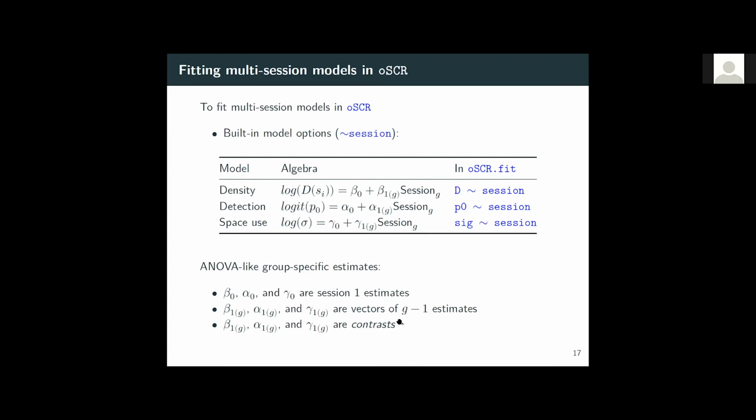So this is very much like an ANOVA where you'd essentially estimate group-specific means, except here we're adopting a contrast formulation. If you wanted to know what the estimate of session 2 was, you'd have to add session 1 to the session 2 contrast, because these contrasts are how much the other sessions differ from the first. So this is standard GLM type analyses where we use a design matrix and identify the reference level and then the contrasts.